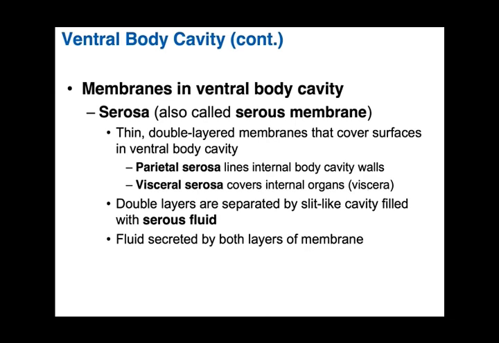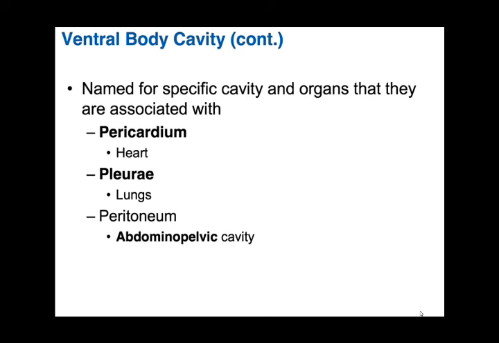organs. So in between these two serosas, these two membranes, there are fluid-filled cavities, and these double layers are separated by a slit-like cavity filled with serous fluid. So in between they have a common cavity, which has the fluid that reduces friction and acts as a helping hand to the organs and the human body. It is filled with serous fluid, and the fluid is secreted by both layers of the membrane.